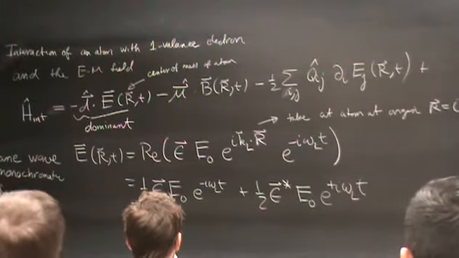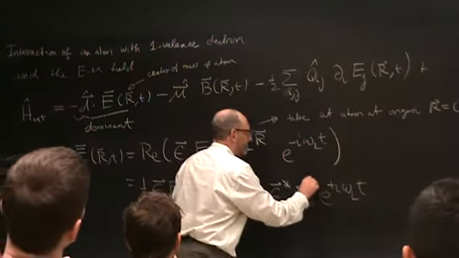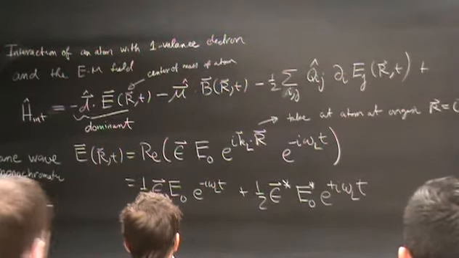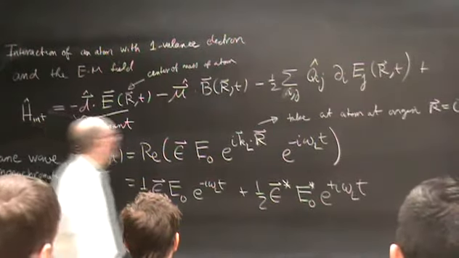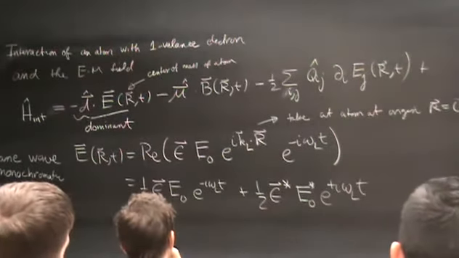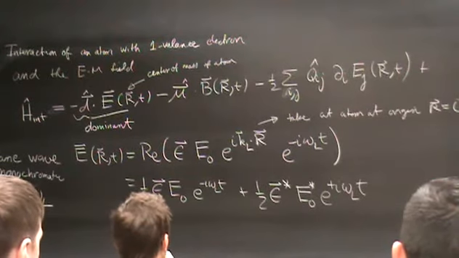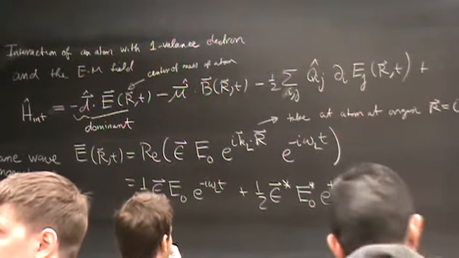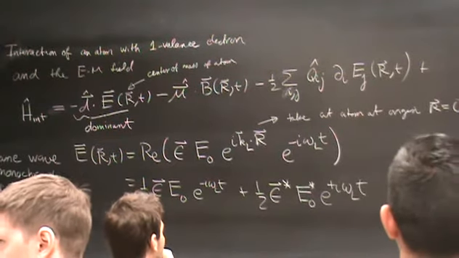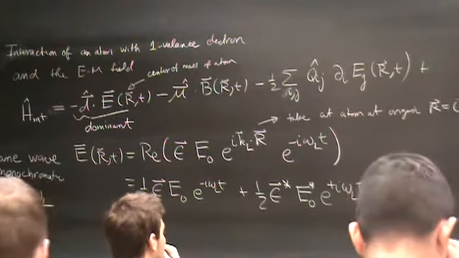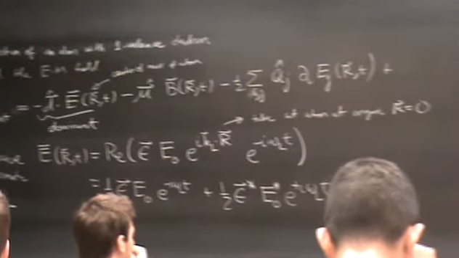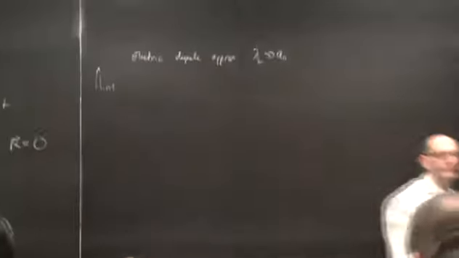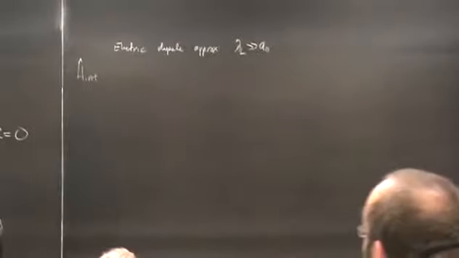Okay? This could have a phase. That complex if I like. All right? So, my interaction Hamiltonian in the electric dipole approximation, which in this case, if I have a plane wave, means that the wavelength of the light is huge compared to the size of the atom. Is that a good approximation?